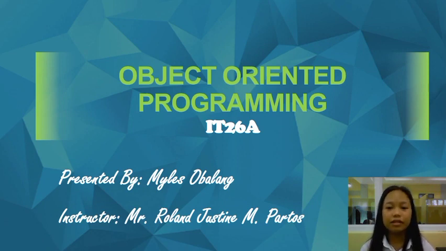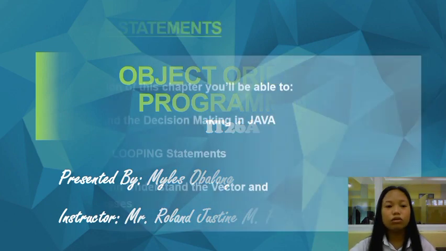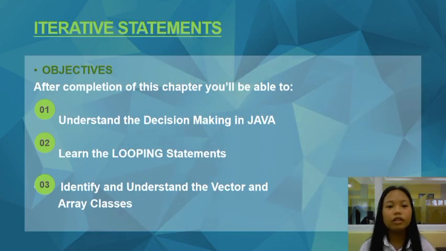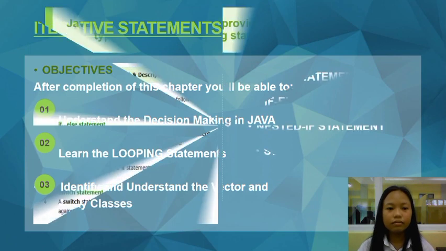And this subject is Object-Oriented Programming in IT 46A, and my instructor for this whole semester is Mr. Roland Justin Huertas. So today, I will be discussing the iterative statements. These are the objectives. After completion of this chapter, you'll be able to understand decision making in Java, learn the looping statements, and identify and understand the vector and array classes.